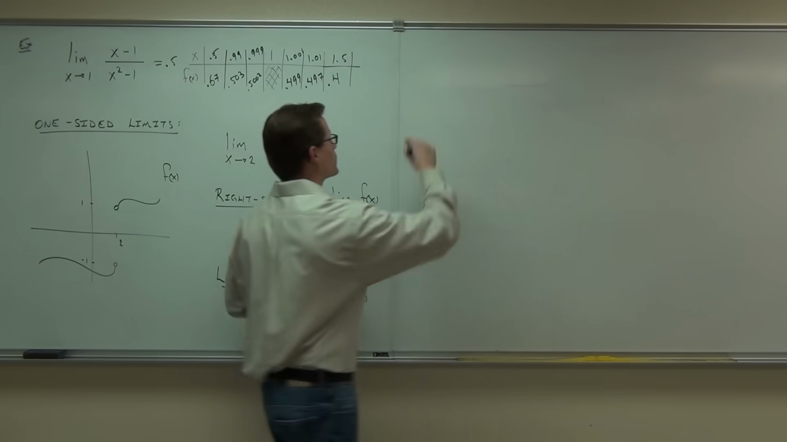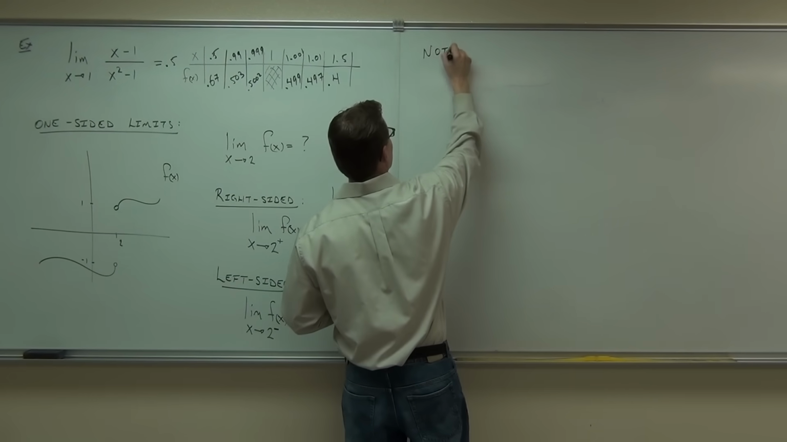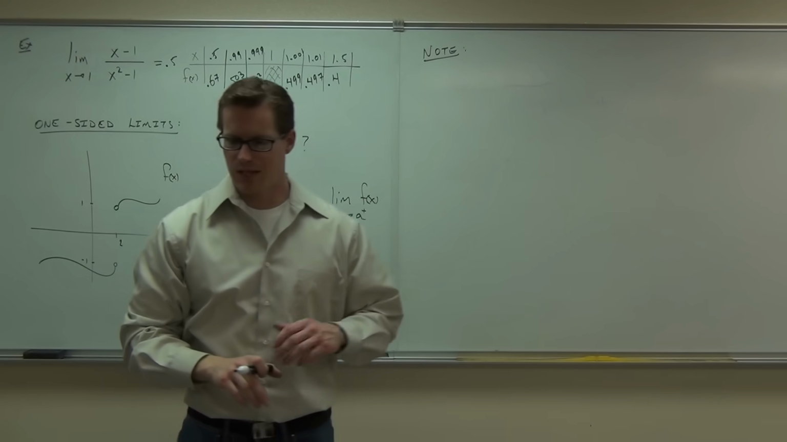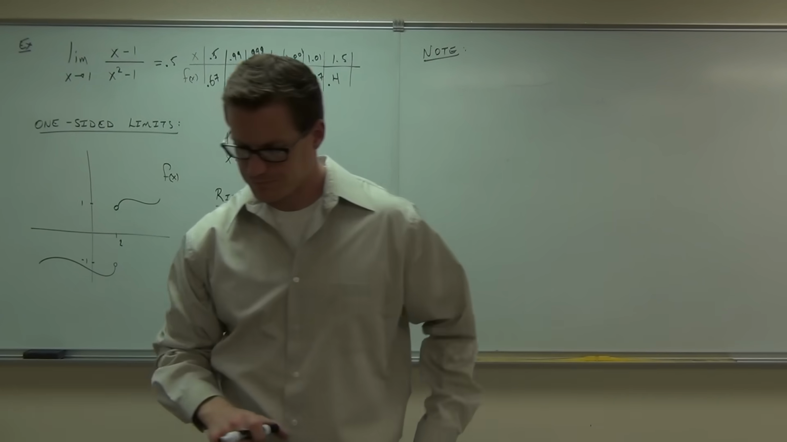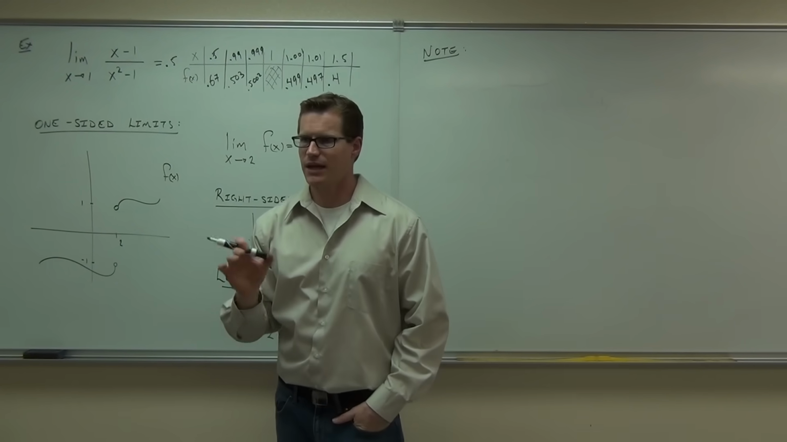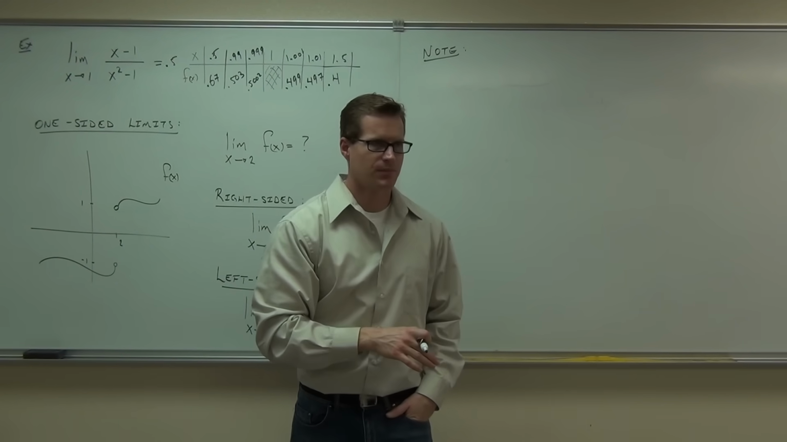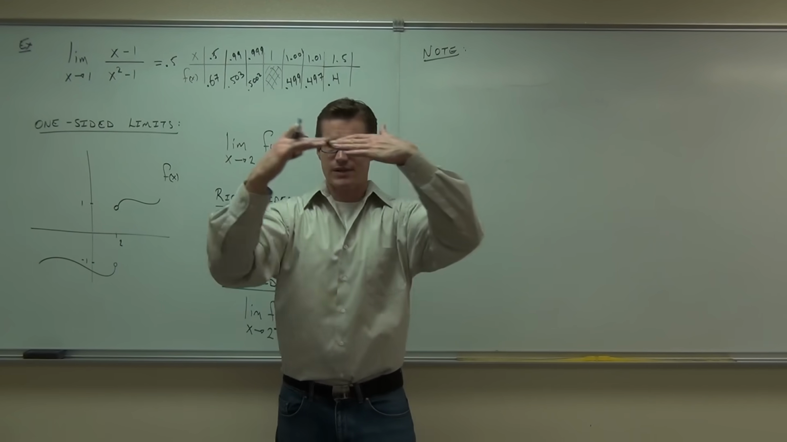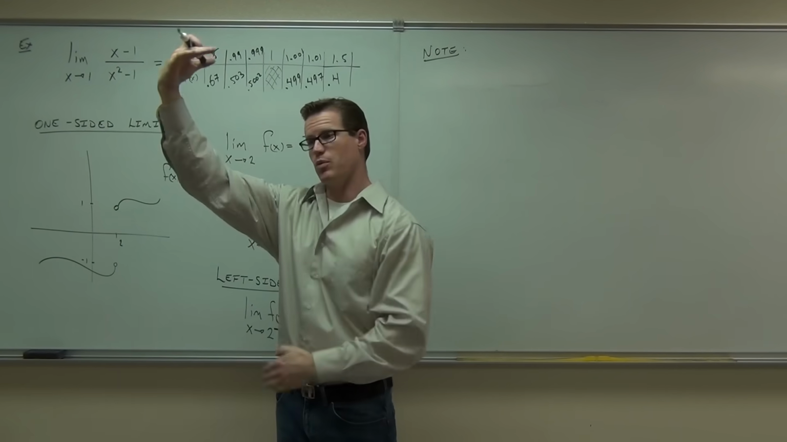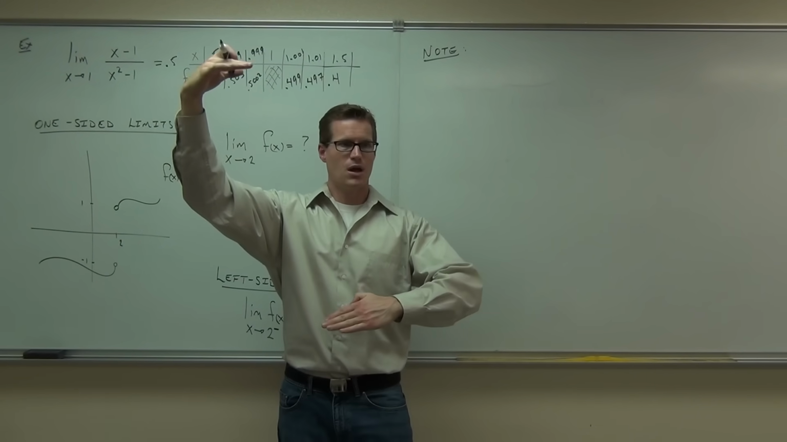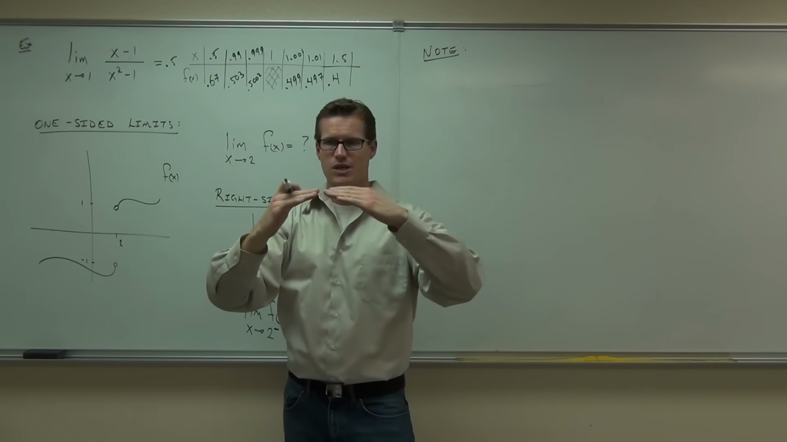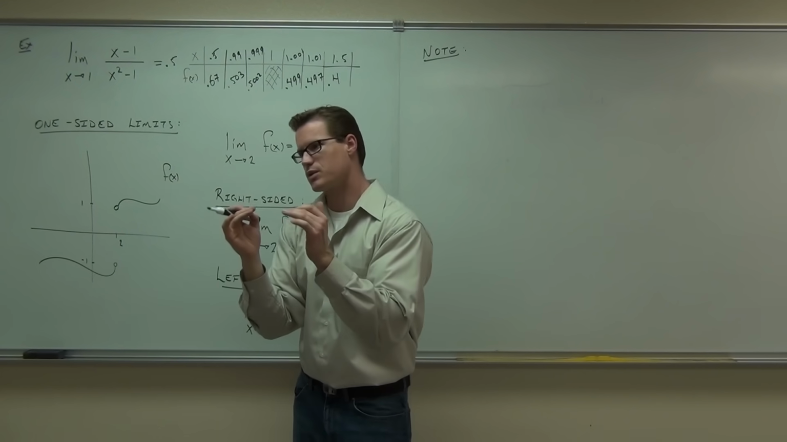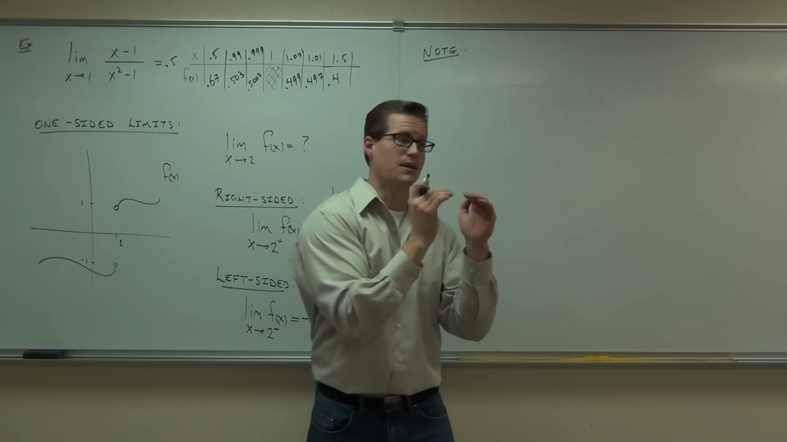Now here's a little note for you. In order for a limit to exist at a point, the left-side limit must equal the right-side limit. If it doesn't, then the limit doesn't exist. Does that make sense to you? It's got to go to the same place, otherwise the limit doesn't exist. You can be one-sided, sure, but the general limit means from both sides. So if it's not going to the same thing, that limit doesn't exist.